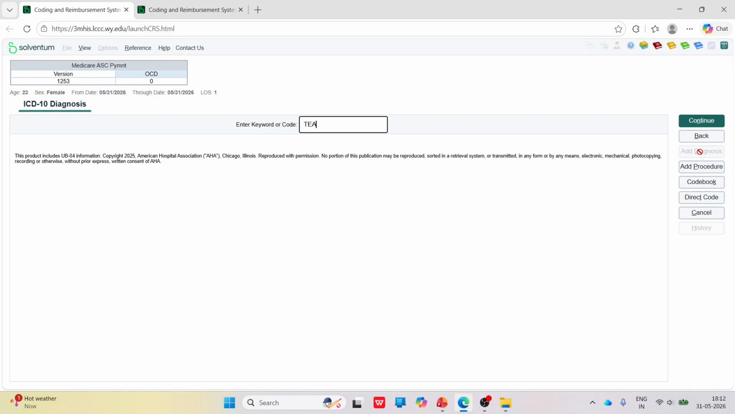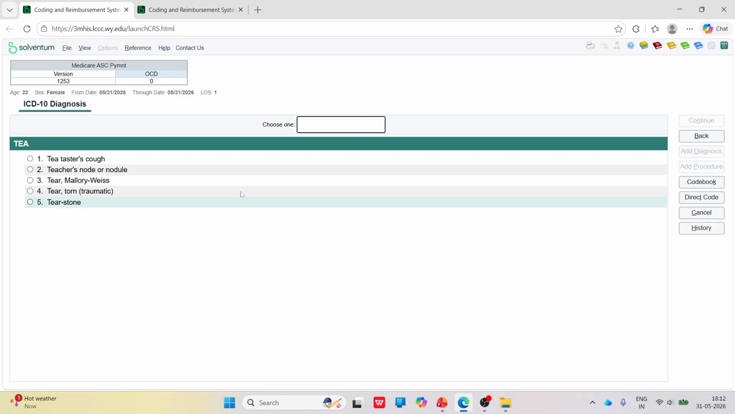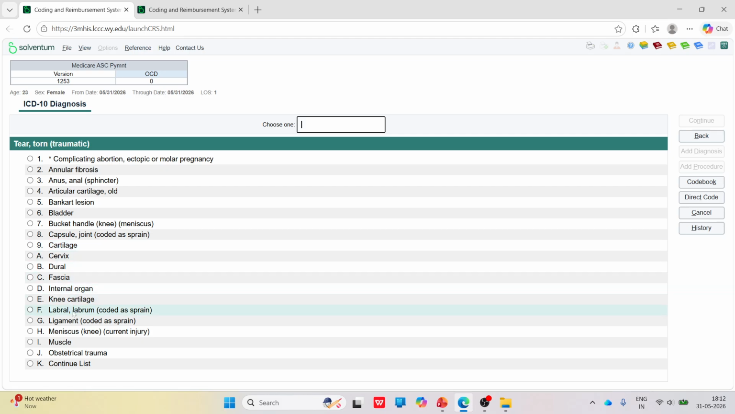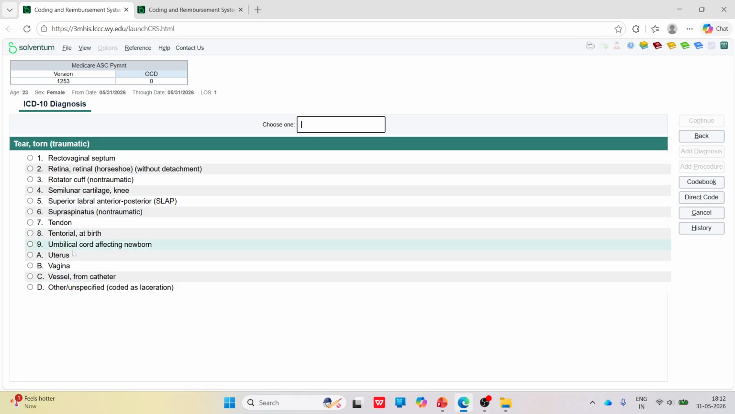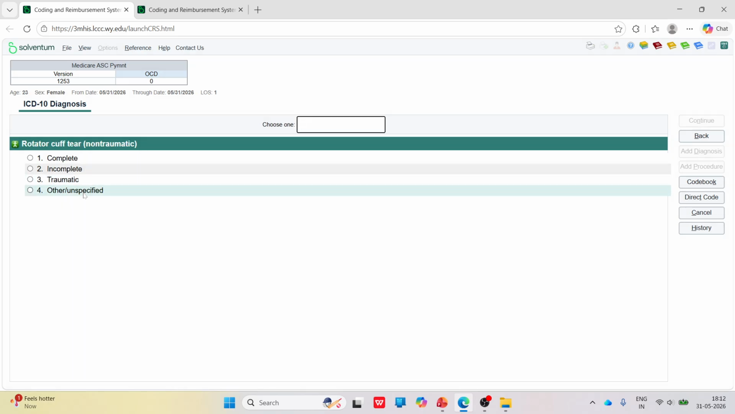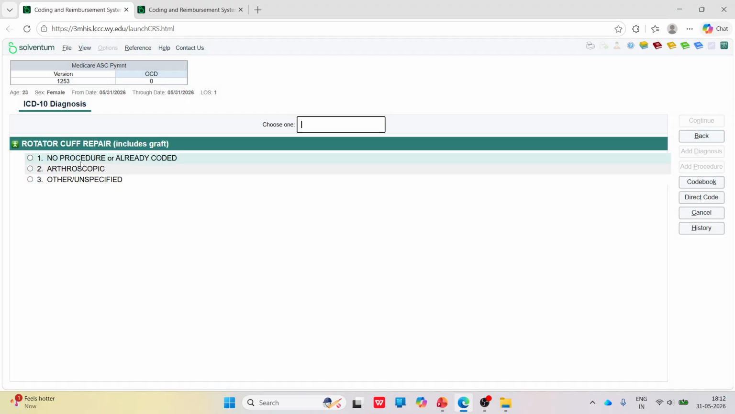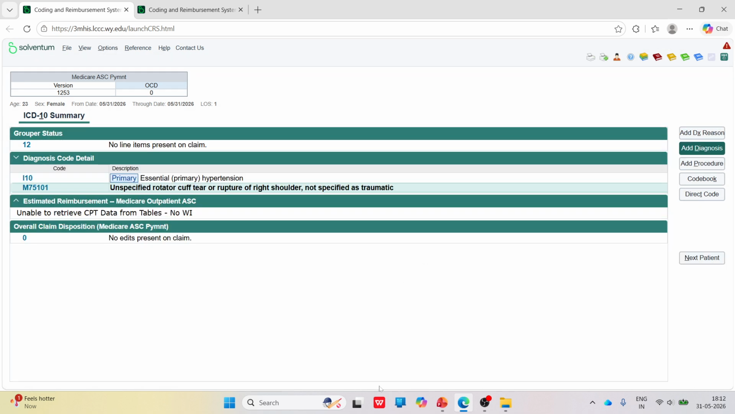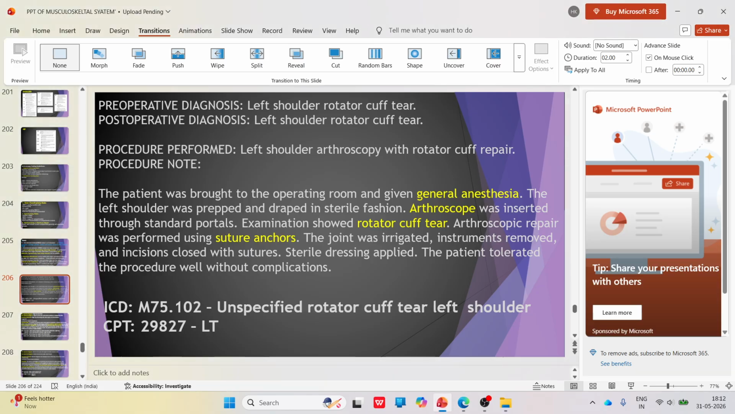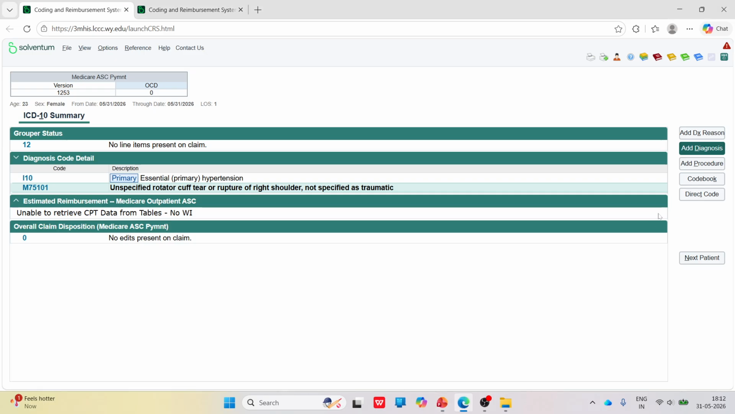Okay, tear. So tear, rotator cuff, then specified. It's on the right side, not wish to code more. Okay, M75.101. So this one is the ICD code. Now the CPT. What is the CPT? That is a rotator cuff repair.